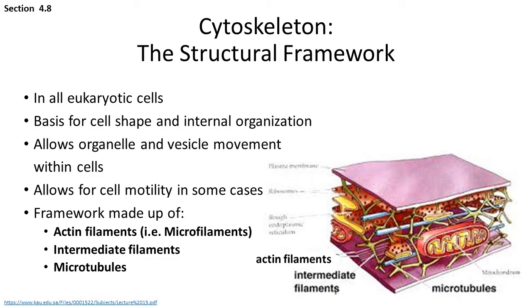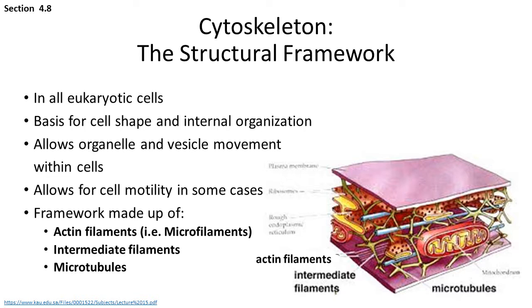So the cytoskeleton is the structural framework of the cell. And similar to our bone skeleton, the skeleton serves to maintain the cell shape and internal organization of the cell. It's found in all eukaryotic cells and allows for organelle and vesicle movement within cells. It also allows for cell motility in some cases, similar to our bone skeleton.